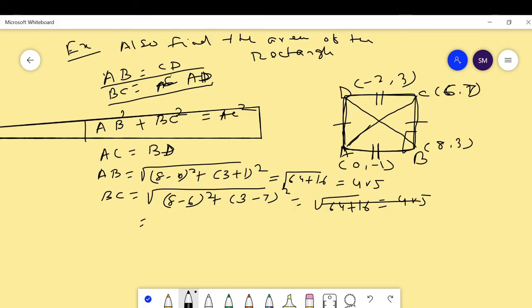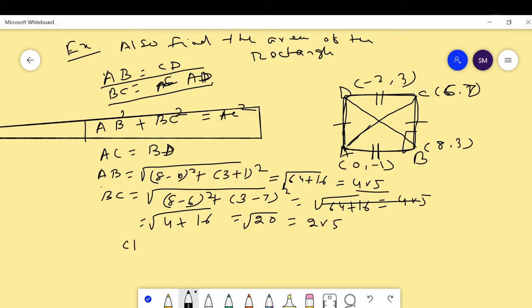8 minus 6 is 2, 2 square is 4, plus 3 minus 7 means minus 4, 4 square is 16. Square root of 20, which is equal to 2 root 5. BC is 2 root 5. AB is 4 root 5.